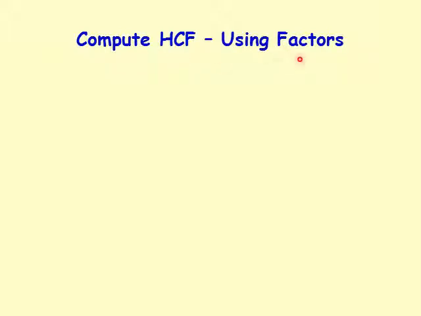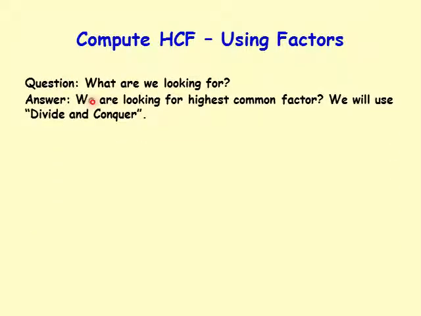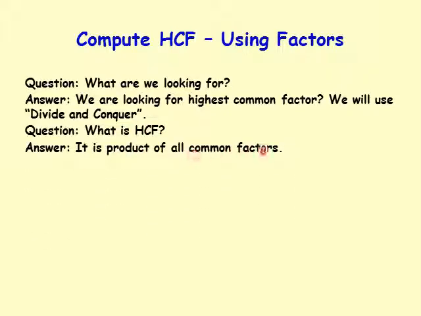Compute HCF using factors. What are we looking for here? The answer is we are looking for the highest common factor, and in this section we'll use the divide and conquer method. So what is HCF anyway? HCF is the product of all common factors. When we divide and conquer, we get the common factors in pieces, one at a time, so that in the end we have a product of all the common factors.